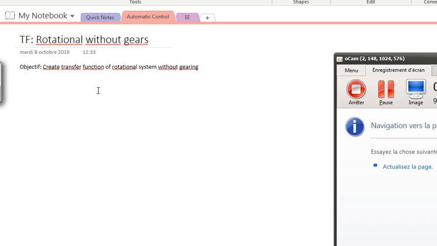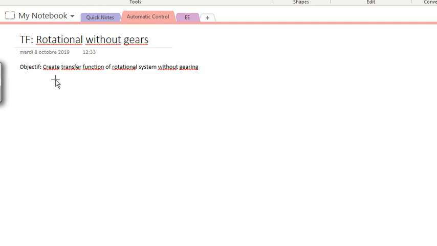The objective of the video that we have today, as stated here, is to create the transfer function of a rotational system without gearing. So what is a rotational system?